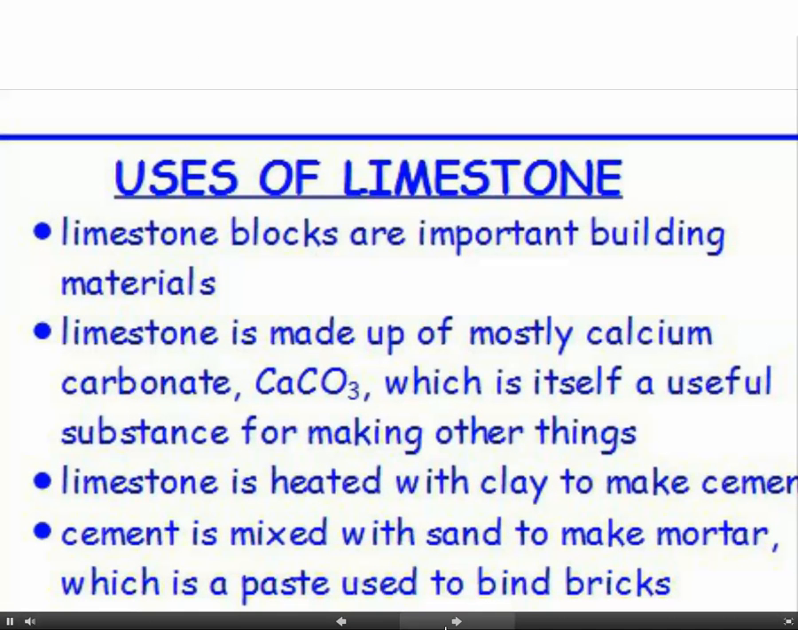Uses of limestone. Now, limestone blocks are important building materials in themselves. We construct buildings out of limestone blocks. And limestone is made up of mostly calcium carbonate, CaCO3, which is itself a useful substance for making other things.